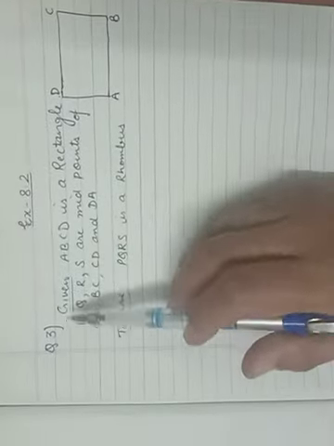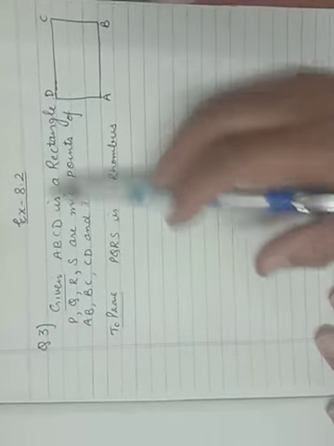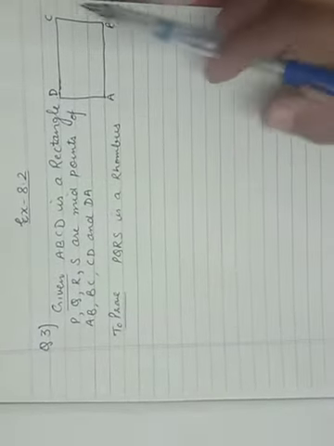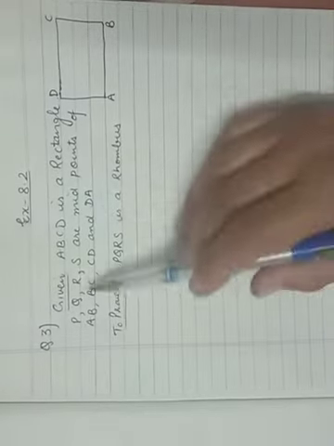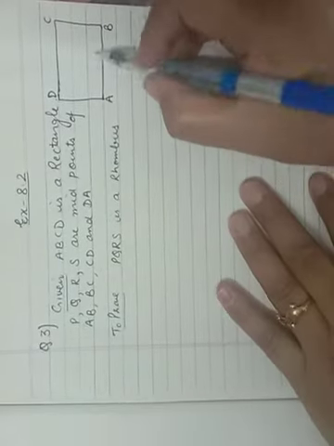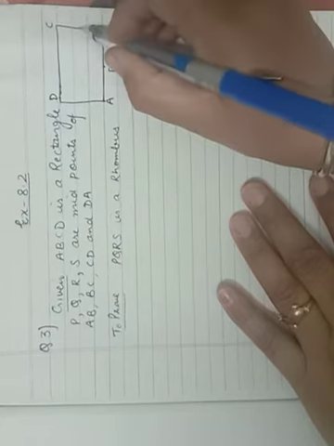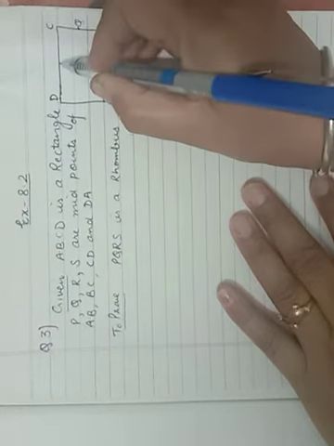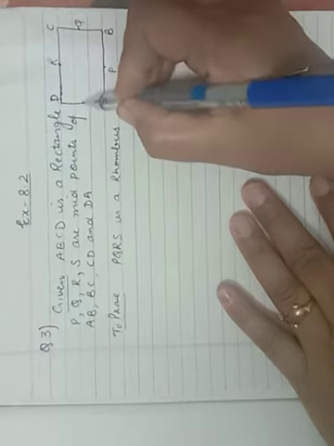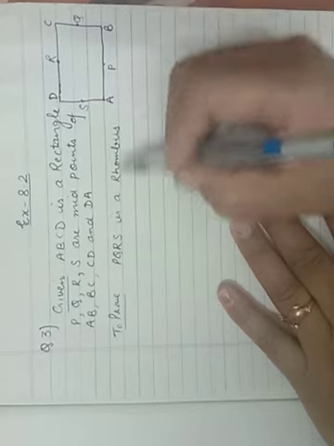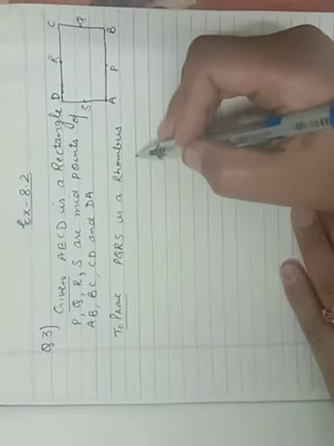Let us do question 3 of exercise 8.2. In this question, it is given that ABCD is a rectangle. P, Q, R, S are the midpoints of the sides AB, BC, CD and AD. And we have to prove that PQRS is a rhombus.